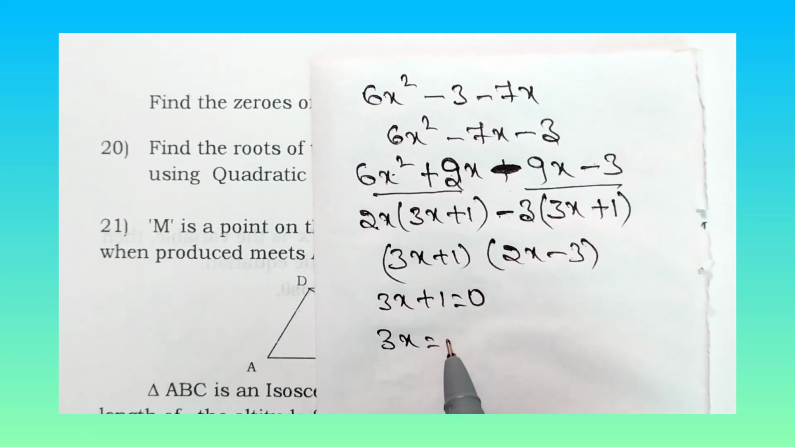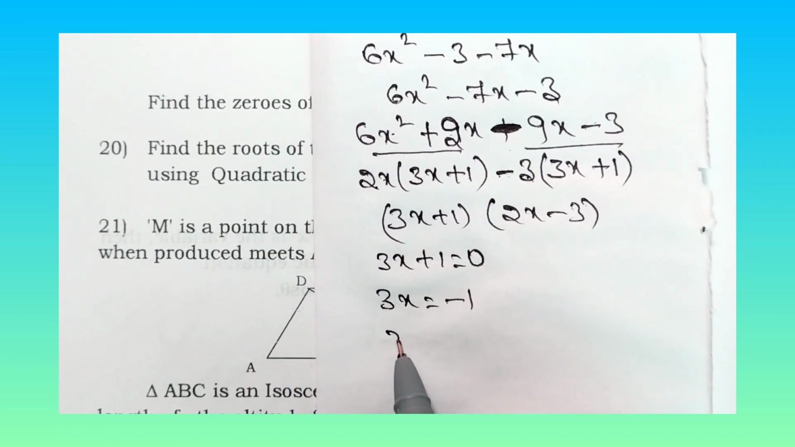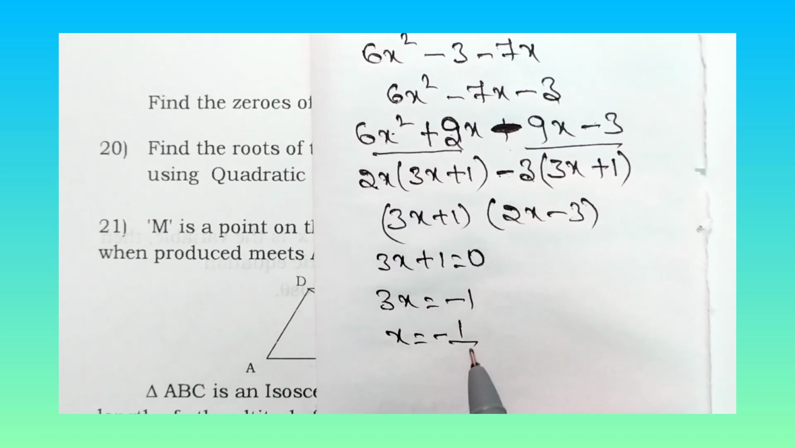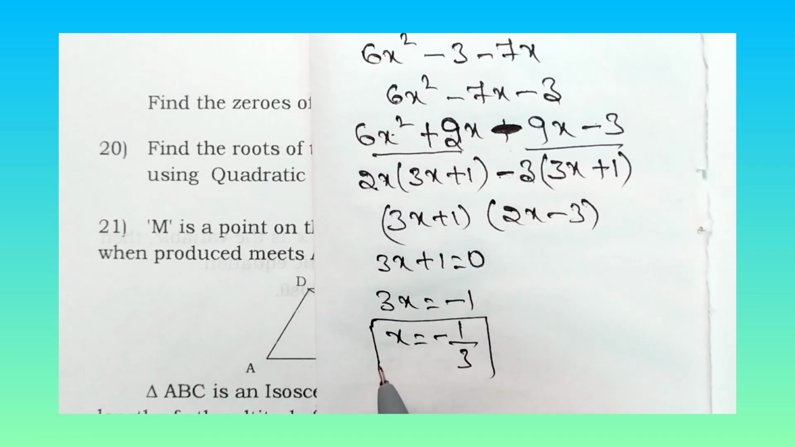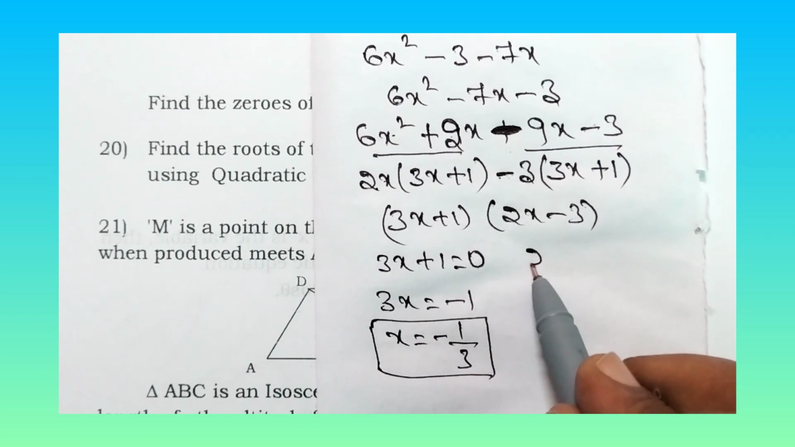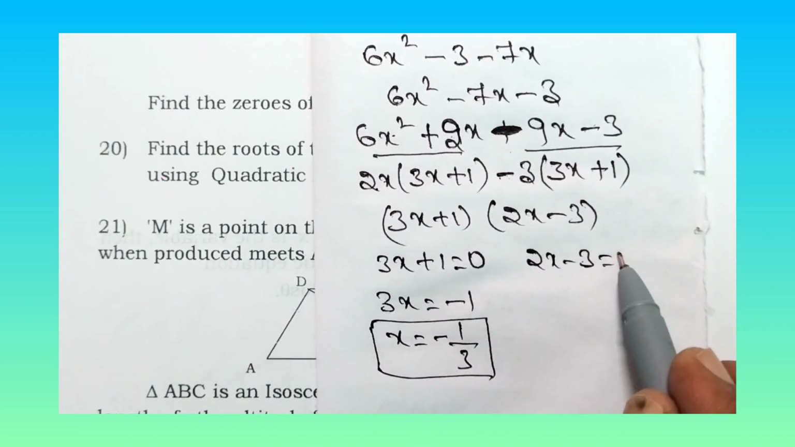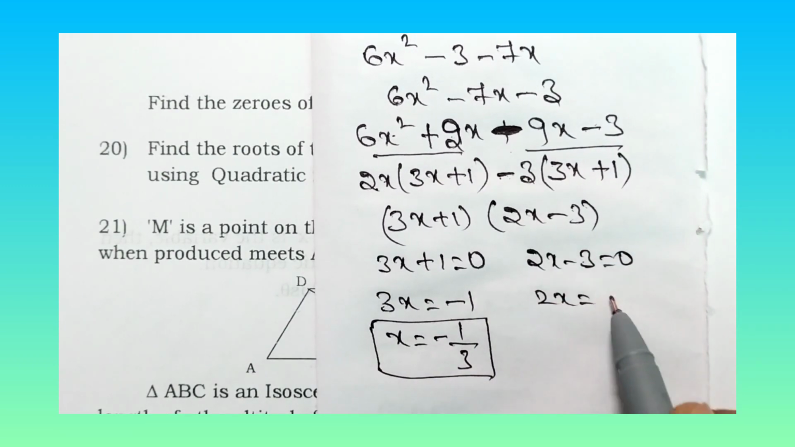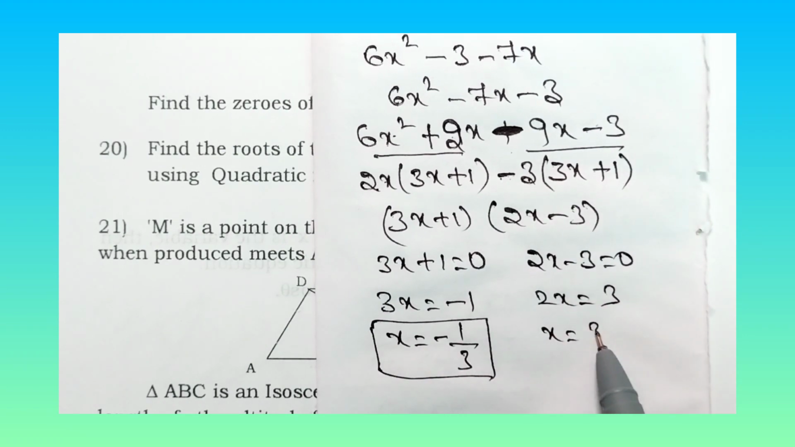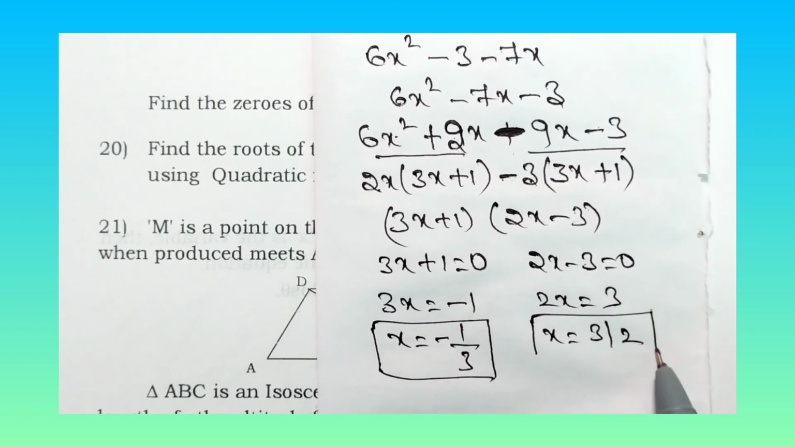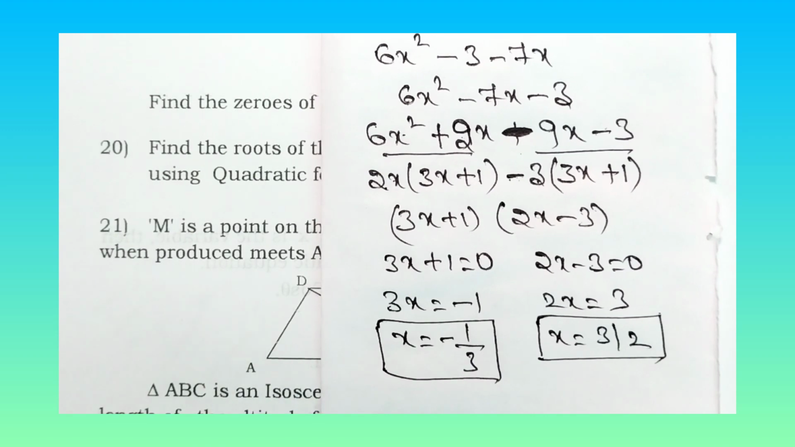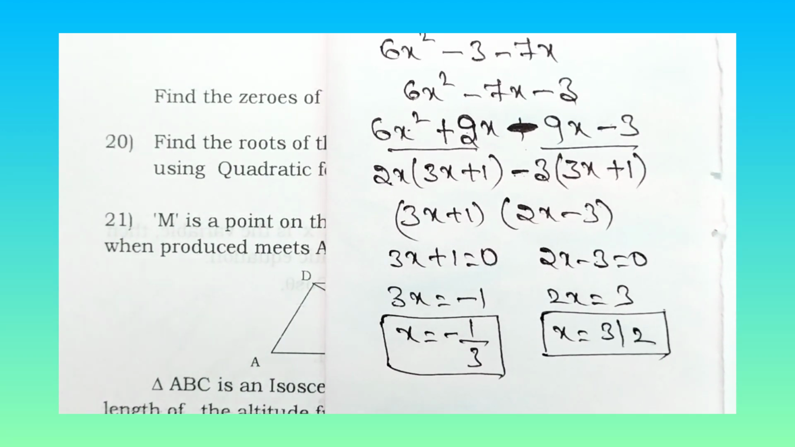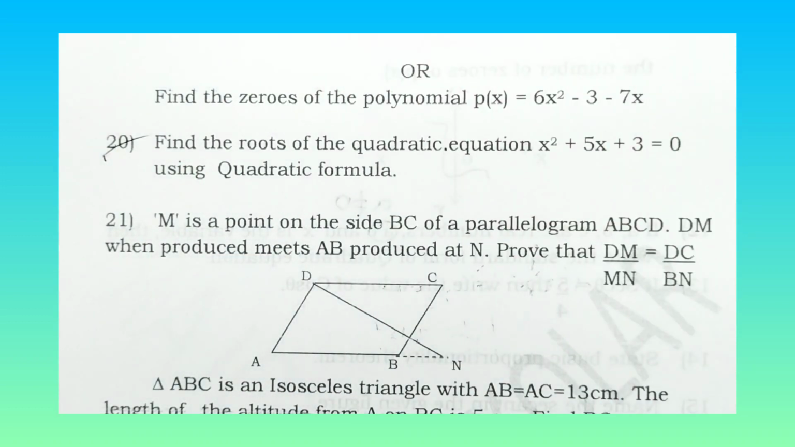So now the zeros of the polynomial are: 3x plus 1 is equal to 0. So 3x is equal to minus 1, x is equal to minus 1 by 3. This is one zero. Then 2x minus 3 is equal to 0. So 2x is equal to 3, x is equal to 3 by 2. So this is one more zero. So like this we have to find out the zeros of the polynomial. Now let us move to the 20th question.